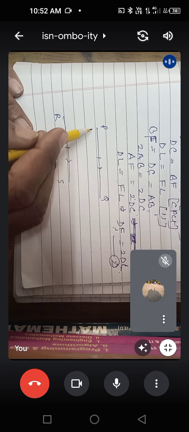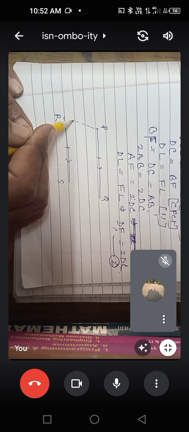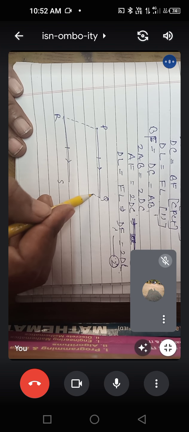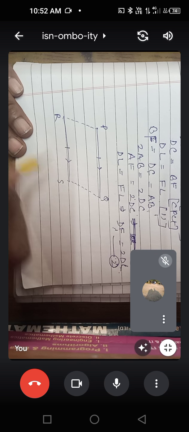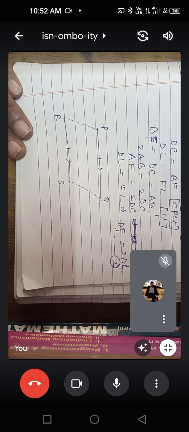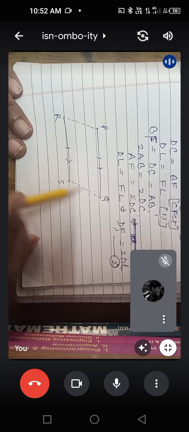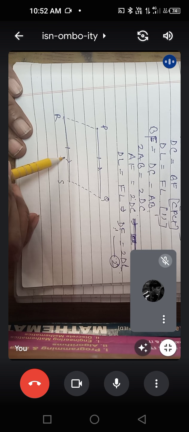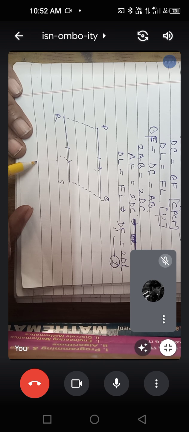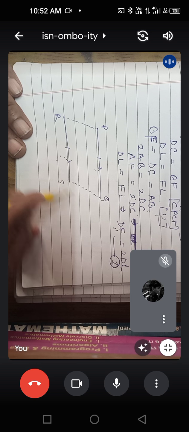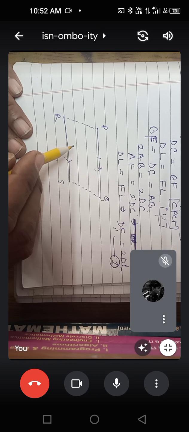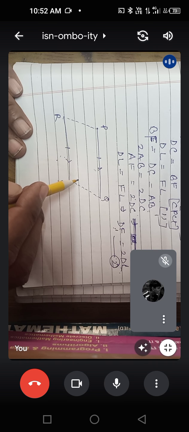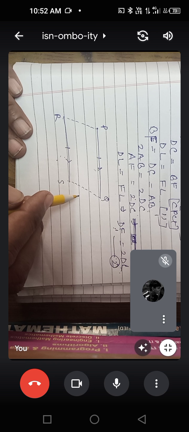Now, if they are equal and parallel, if I join them, what will I get? A parallelogram, very good. Because in a quadrilateral, if one pair of opposite sides are equal and parallel, then it is a parallelogram. Any point M not lying on PQ. So there is a point here, which is M, which is not lying on PQ.